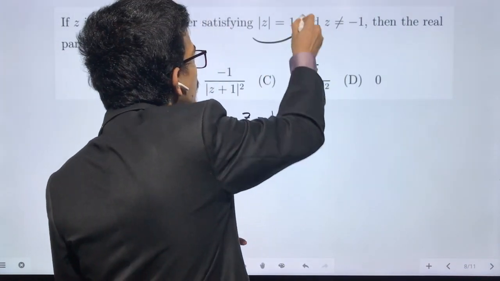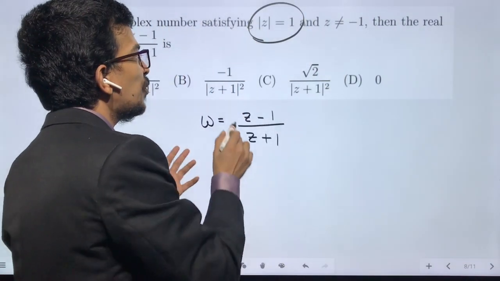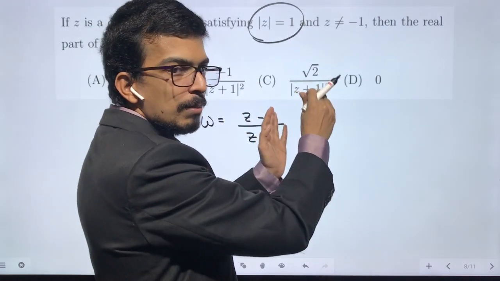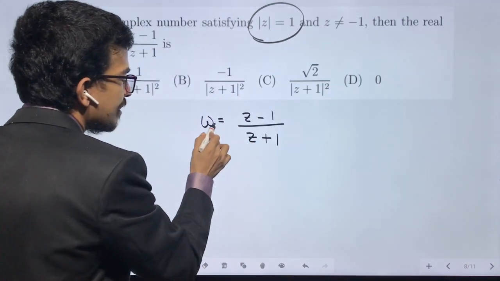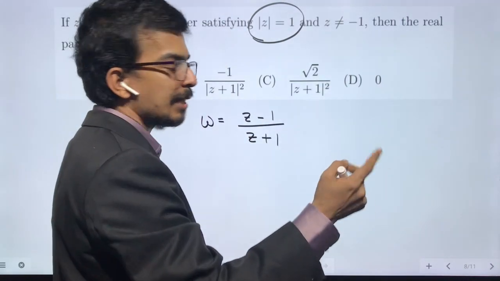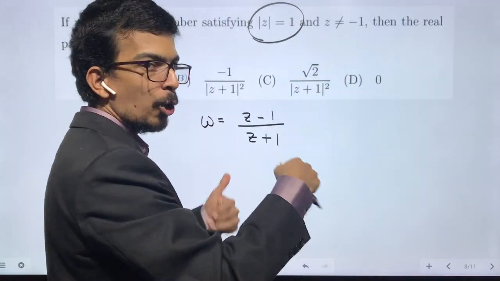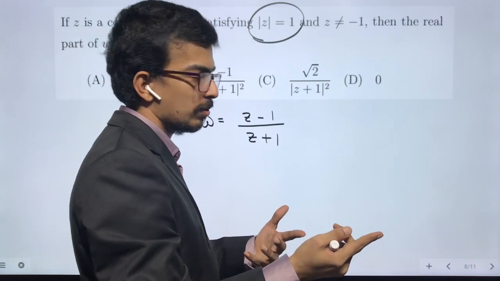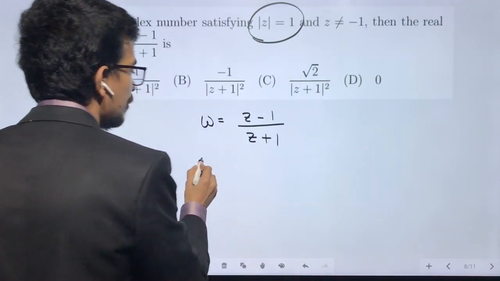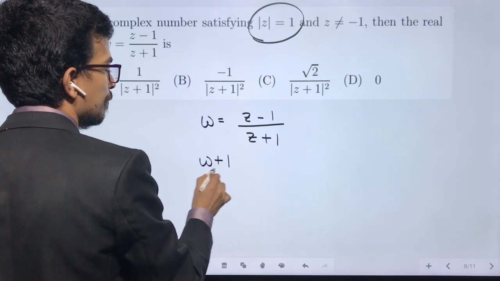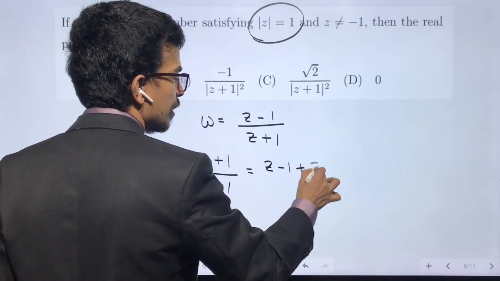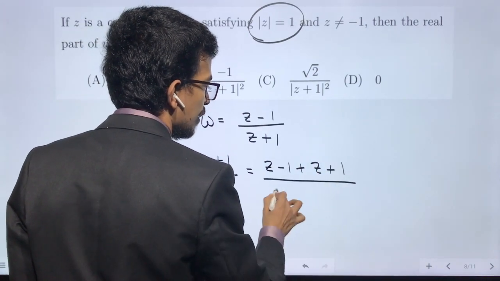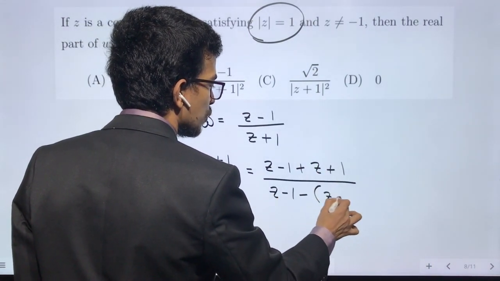z is telling me that my modulus is 1. So I am going to find z and put mod z is equal to 1. That is my approach. So you can find z in terms of omega by two ways. Either cross multiply and simplify or use componendo and dividendo. Okay. So if I use componendo and dividendo, (omega plus 1) by (omega minus 1) is going to be (z minus 1 plus z plus 1) by (z minus 1 minus (z plus 1)).